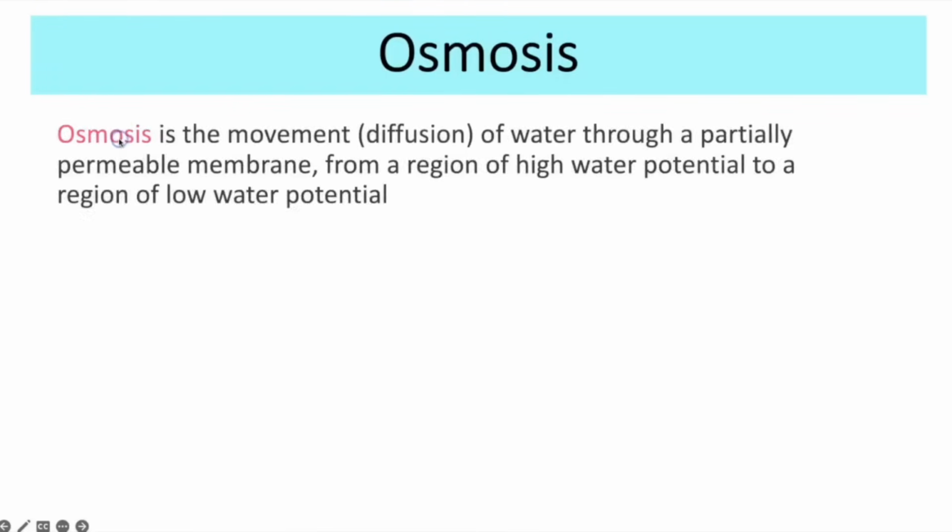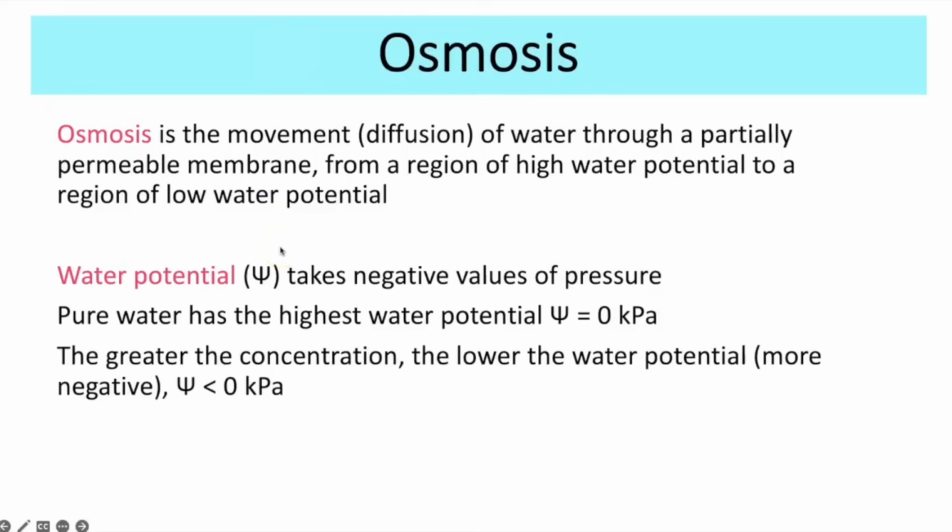So for this required practical, let's just start by doing a little bit of background, a reminder on osmosis. So this is the movement, it's a type of movement which is diffusion of water through a partially permeable membrane from a region of higher water potential to a region of lower water potential, or more negative, because it's always going to be negative. And that takes us on to what water potential is.